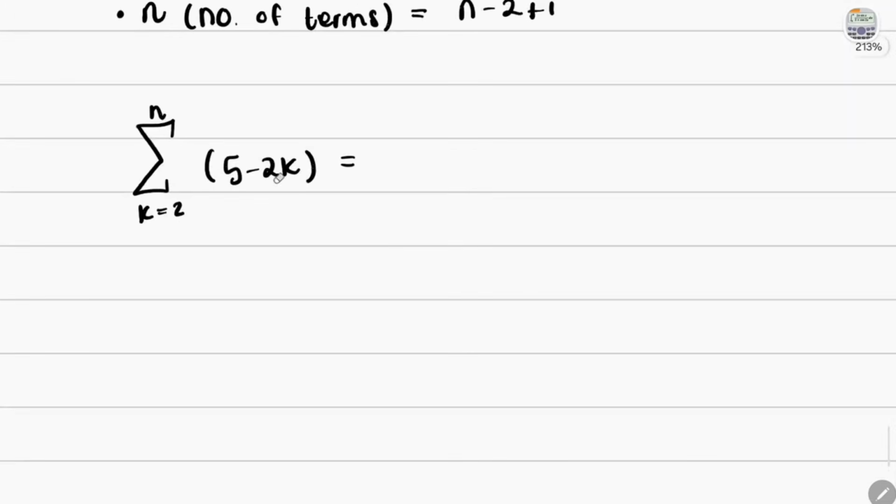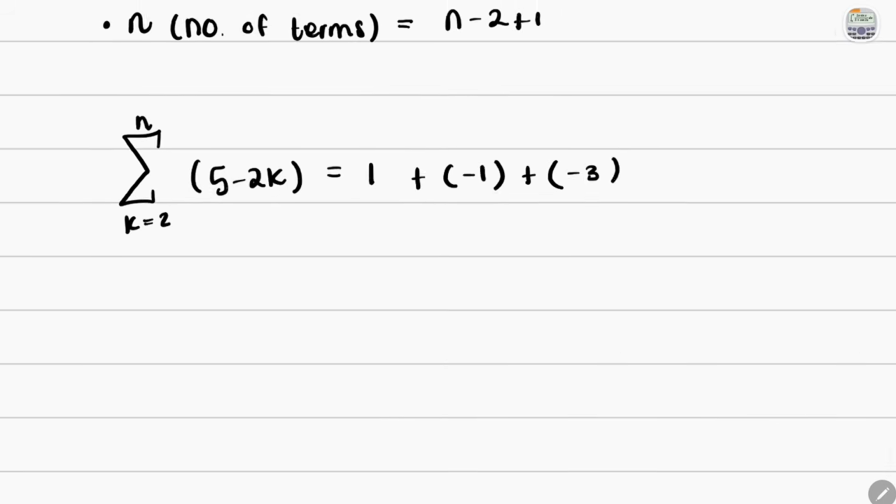So when we substitute 2 in place of k, that's going to give us our first term. So that's 5 minus 4, which is 1. And then the next term is going to be 3 in place of k. So that becomes negative 6, and this is 5 minus 6, which is negative 1. You can choose to write this as 1 plus negative 1. That's fine. And then plus the next term. So in place of k, we put 4 now. That's going to be negative 2 times 4, which is negative 8. So 5 minus 8 equals negative 3. So plus negative 3. And this is the expansion.